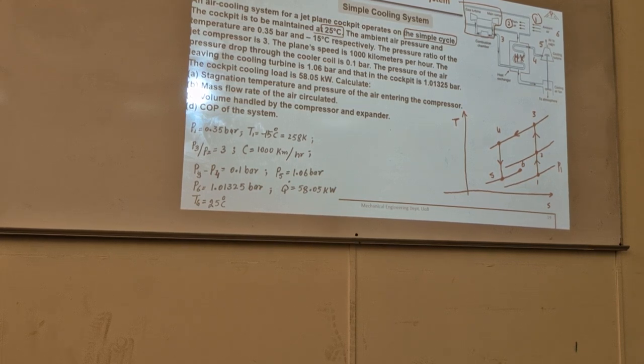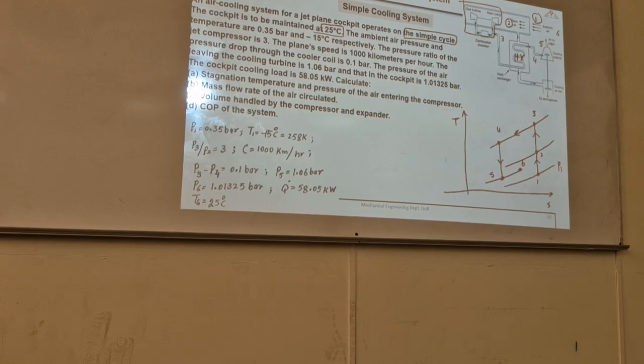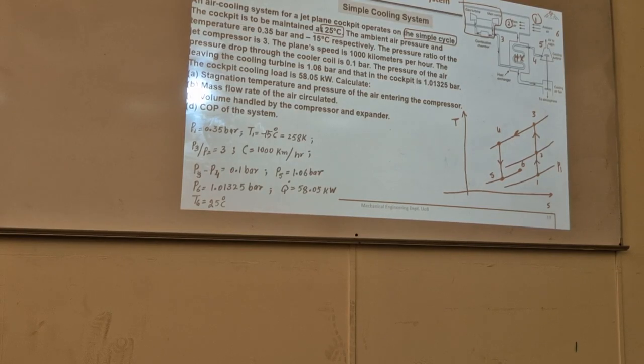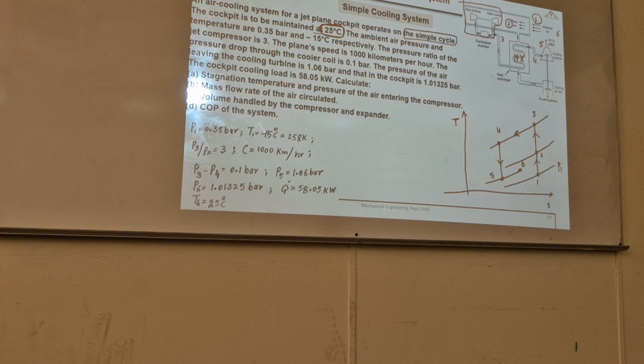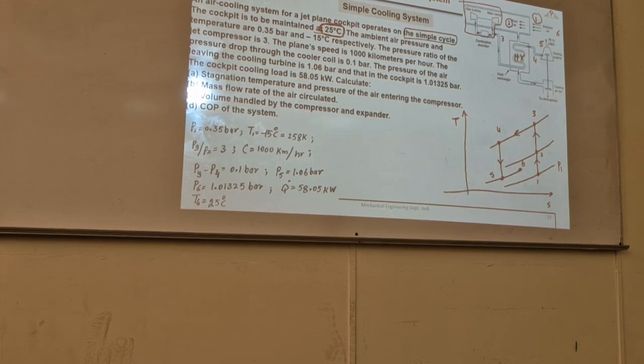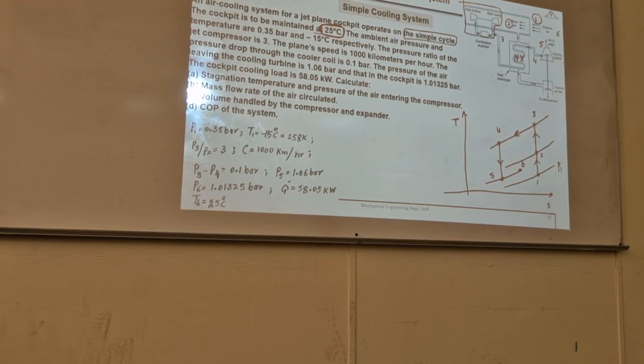Now let's read what is given here. It says that for the simple cycle shown here, the cockpit is to be maintained at 25. What is that temperature? Which point? Cockpit is clear, where the pilot sits. That cabin is called the cockpit. That temperature is to be maintained at 25. So what is that temperature? 1, 2, 3, 4, 5, 6. What do you think? Where is the cockpit in this system?